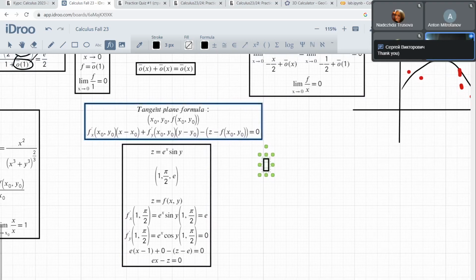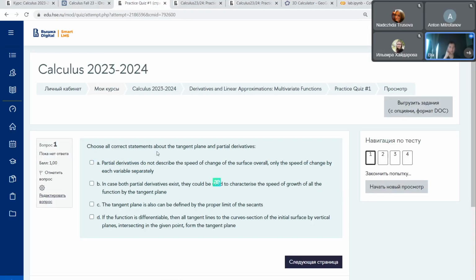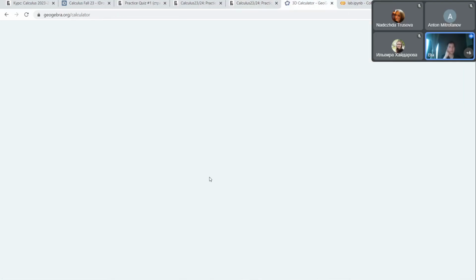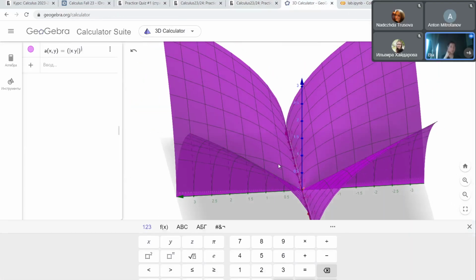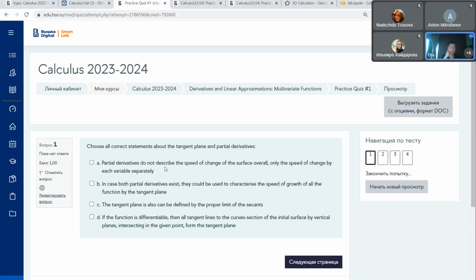Did we understand the material about the problem with the non-differentiable function, and why this function is a counterexample to the question in this quiz?